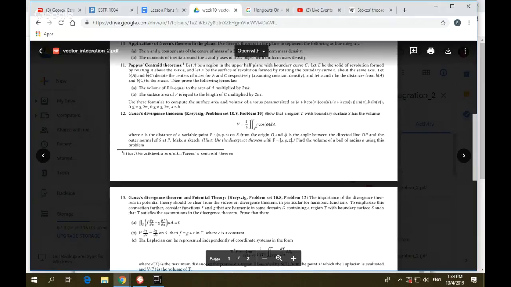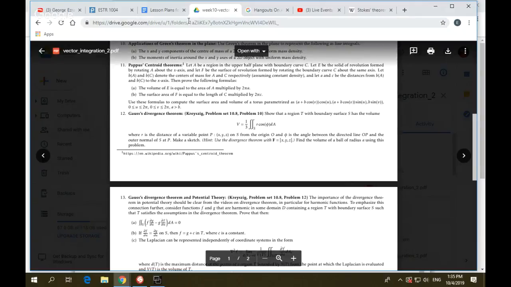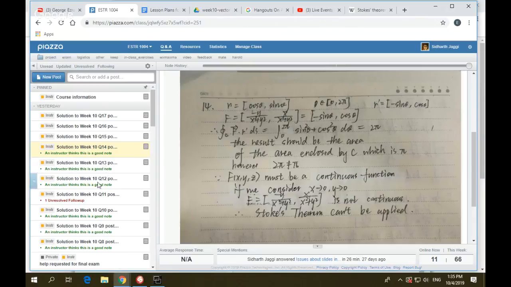So now we're going to look at the solution that was given by Honthik. The hint given here was to use a particular vector function, F is x, y, z, and then use the divergence theorem. I should have been specific here. So phi here is the angle given by the directed line OP and the outer normal S at P. And here, okay, so we're doing question number 12.